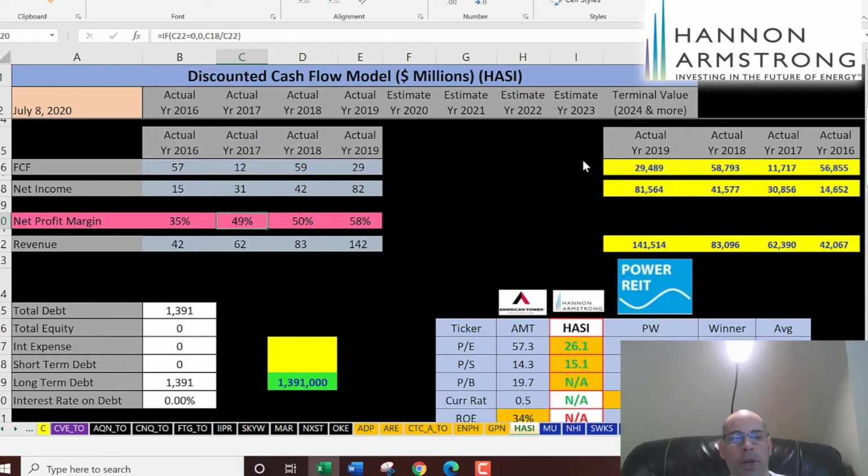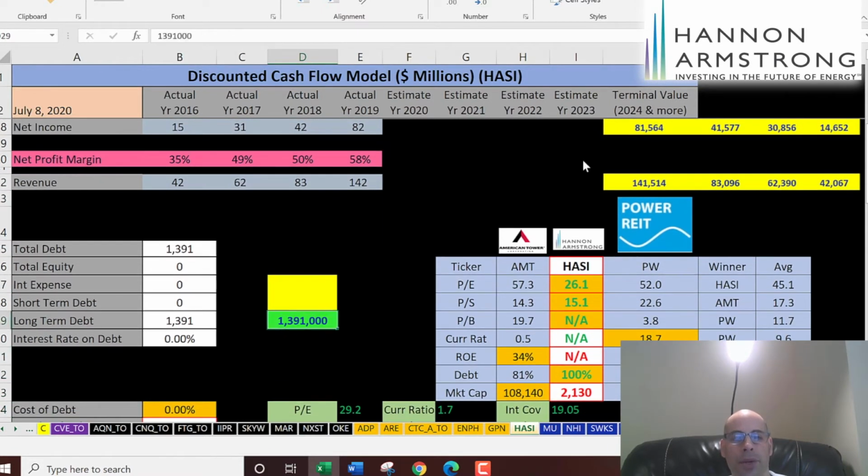Net profit margin is income over revenue. It's how well a company converts its revenue to profit. So they're becoming more efficient. They went from 35% to 58%. Let's look at the capital structure so we know what to discount the future cash flows by.